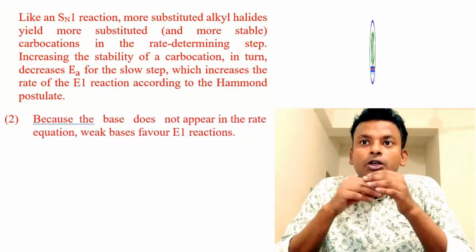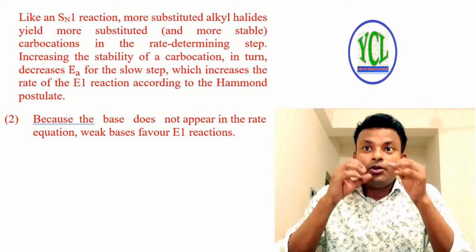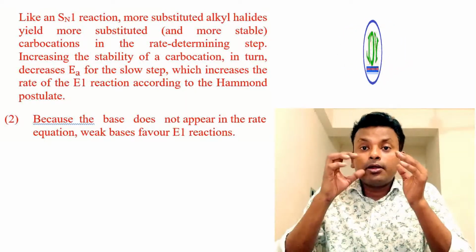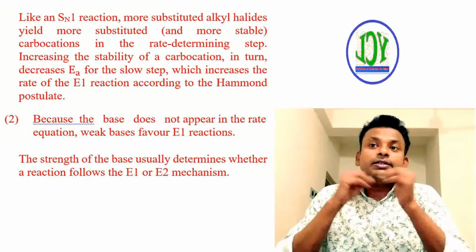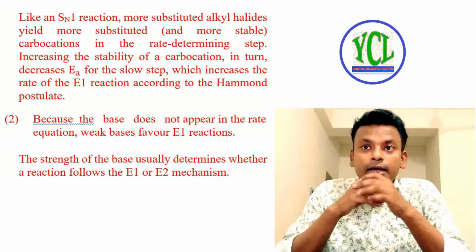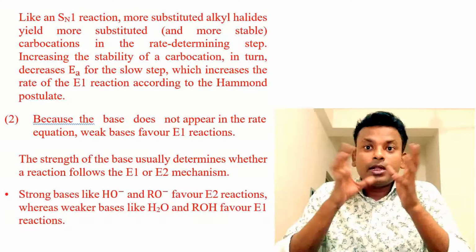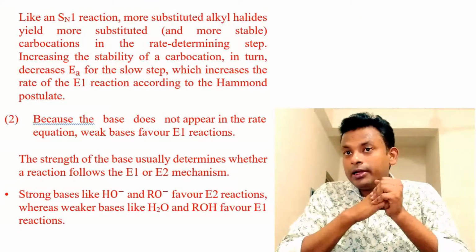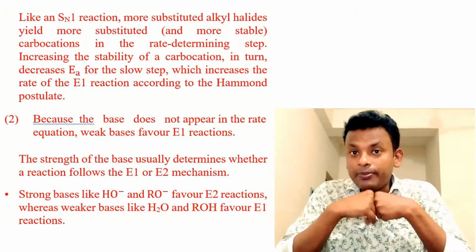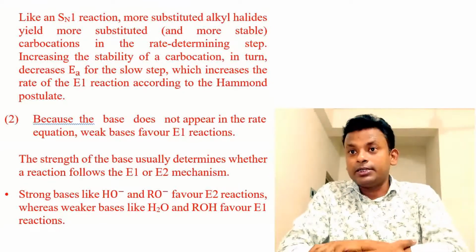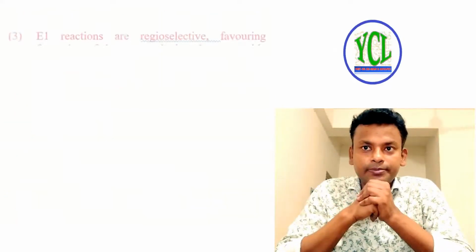Point 2. Because the base does not appear in the rate equation, a weak base favors the E1 reaction. The strength of the base usually determines whether a reaction follows the E1 or E2 mechanism. Strong bases like OH negative and RO negative favor the E2 mechanism, whereas weaker bases like H2O and ROH favor the E1 reaction, that is the E1 mechanism.